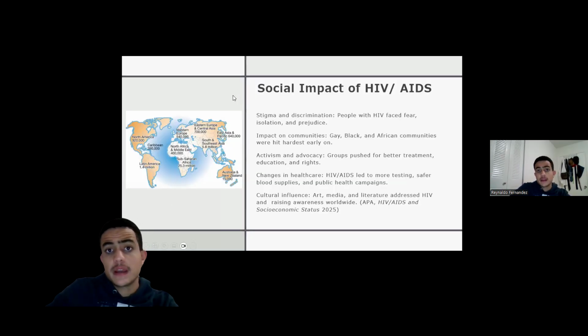Nowadays, there are many organizations that provide activism and advocacy for HIV, which also led to changes in healthcare. HIV and AIDS led to more testing, safer blood supplies, and public health campaigns, and also decreased the price of HIV medication and HIV tests. You can get HIV tested for free nowadays. You can get PrEP for free, even PEP for free. It changed healthcare a lot.